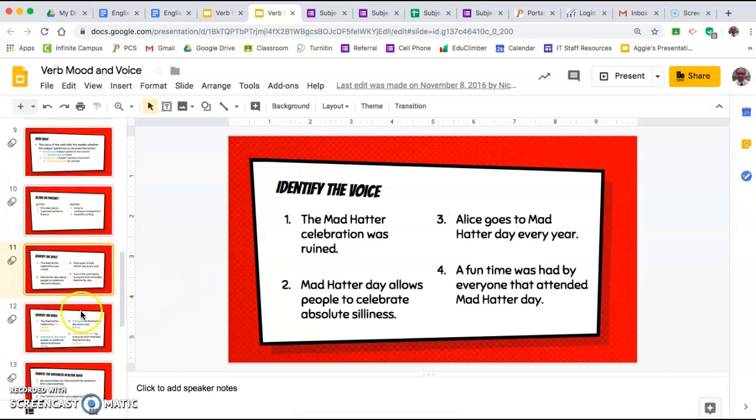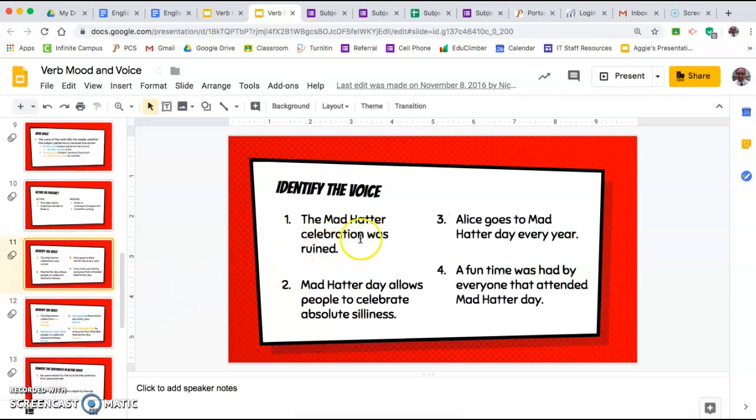So if we practice a little bit here, we have the Mad Hatter celebration was ruined. The Mad Hatter celebration is not doing the ruining. It's something that was done to it. So that's going to be the passive voice.